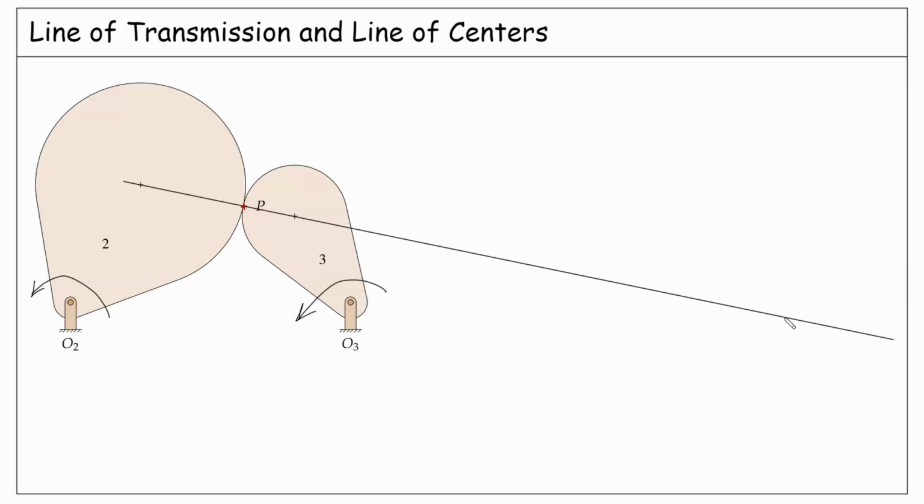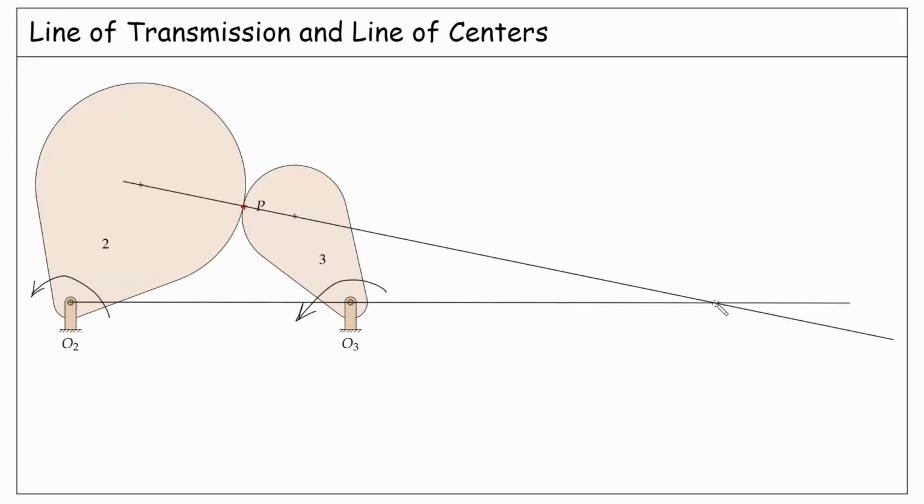Now let's think about the line of centers. In this example, each of the two bodies has a center of rotation. Point O2 is the center of rotation of link number 2, and point O3 is the center of rotation for link number 3. So the line of centers is simply the line connecting these centers. Something like this.